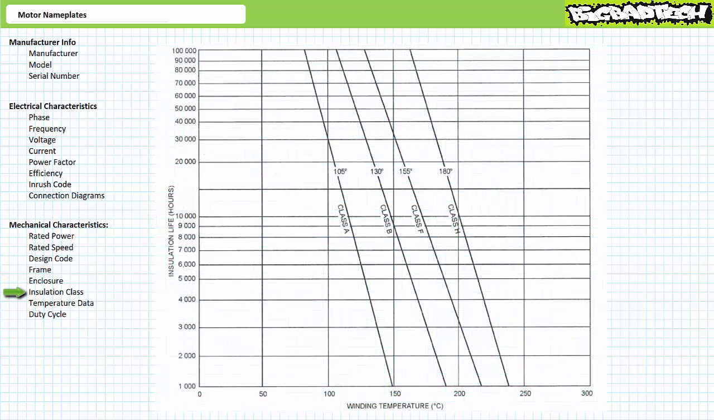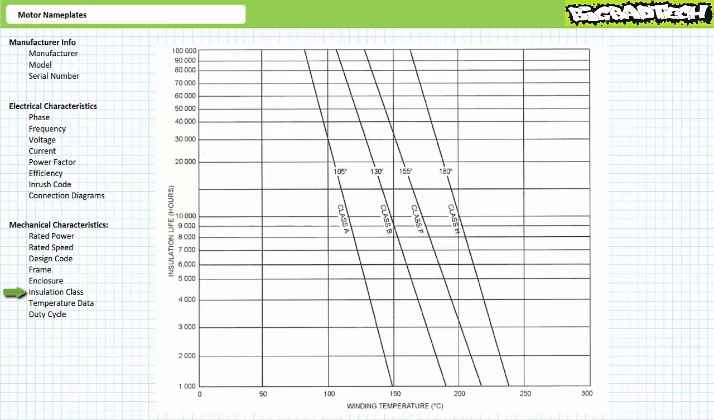Insulation class. The class or insulation class entry on the motor nameplate refers to the lifespan of the insulating material given standard operating temperatures. All else being equal, the higher the insulation class letter, the longer it's going to last at higher temperatures. A motor with Class A insulation will last 20,000 hours at 105 degrees Fahrenheit, whereas a motor designed with higher quality Class H insulation is designed to last the same 20,000 hours at 180 degrees Fahrenheit.